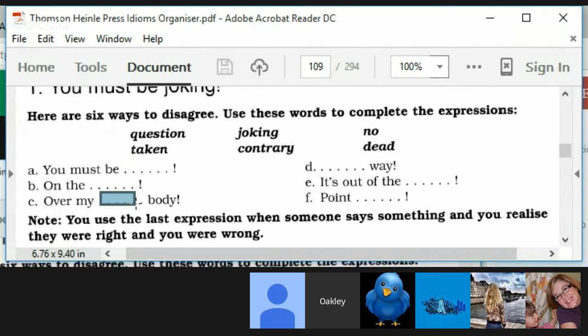Okay, if my wife says, "Oh, I'm gonna spend $1,000 getting a beauty makeover," I might use this phrase, "over my dead body." I don't think so. Okay, there's another expression, "I don't think so." We might use it in exactly the same way.